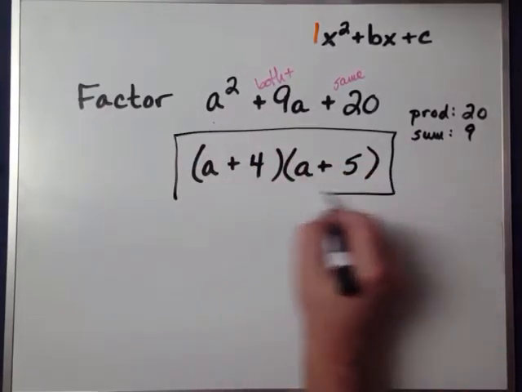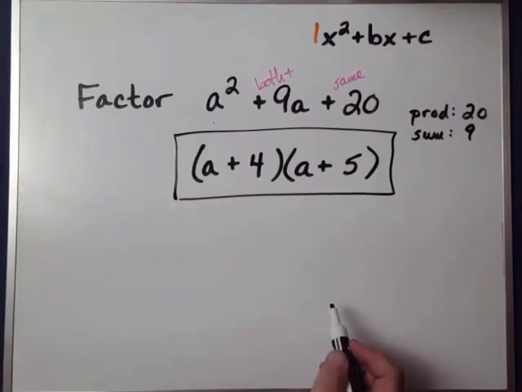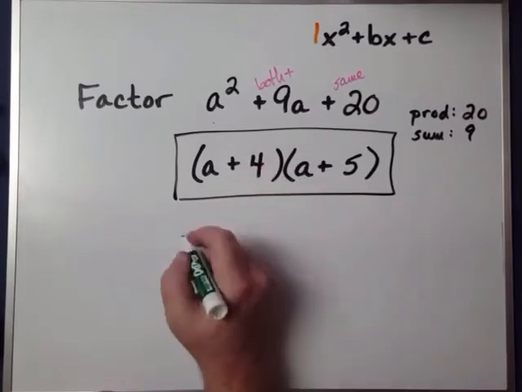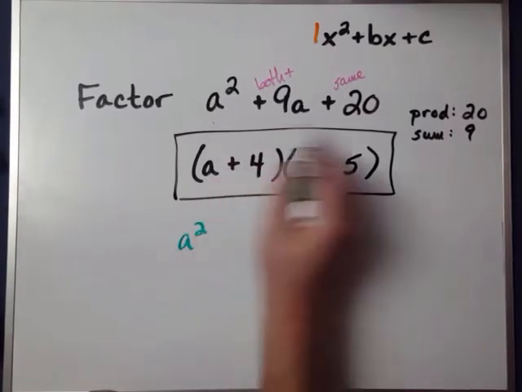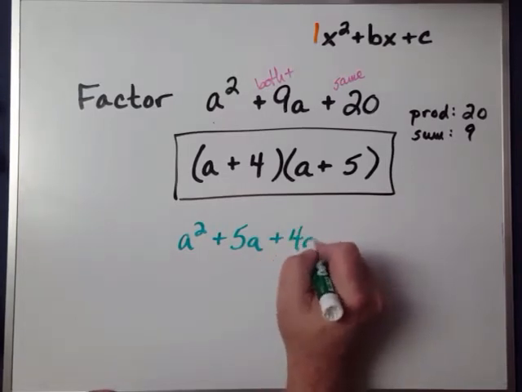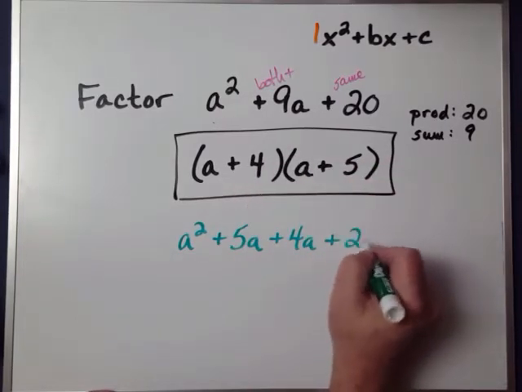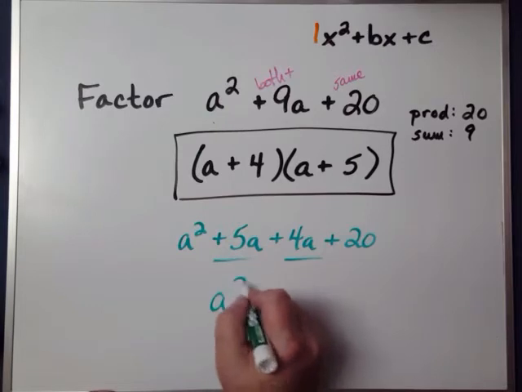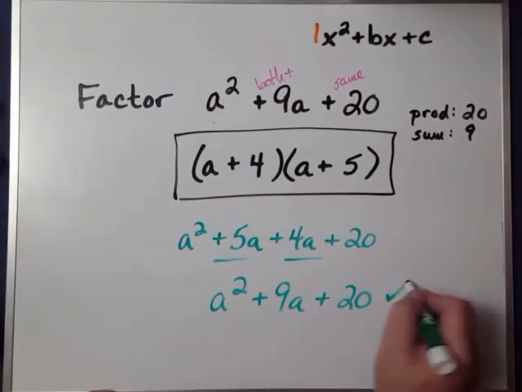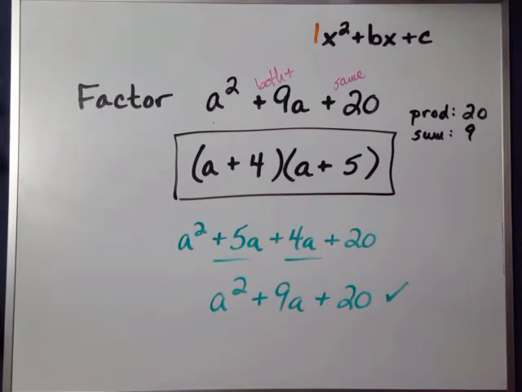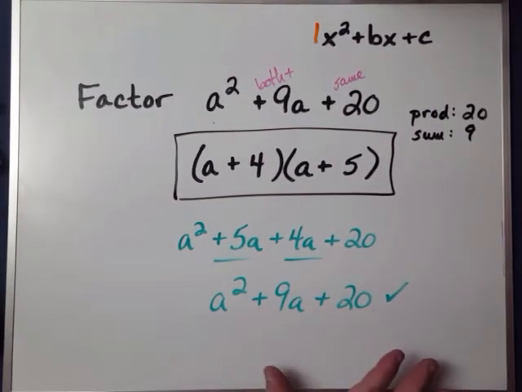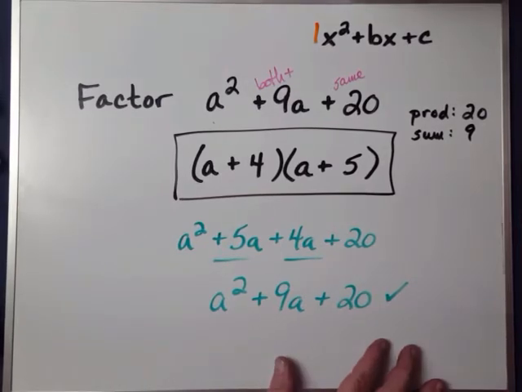There's my factored form. I can check this by FOILing it back out. Product of the first, a squared. The outside, plus 5a. The inside, plus 4a. Product of the last, plus 20. Combine like terms. Does this return the original trinomial? Yes, it does. And I'm going to encourage you to check every one of these by FOILing them back out.